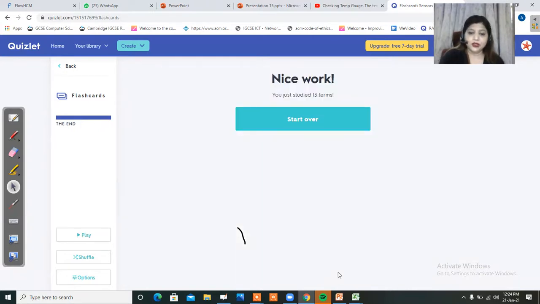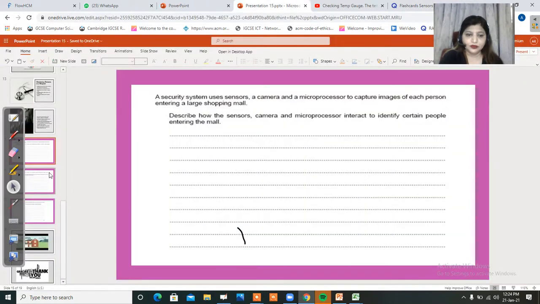So moving back, if you talk about things to do today, in the booklet you have to write this question. A security system using sensor, camera, and a microprocessor to capture image of each person entering a large shopping mall. Describe how the sensors, camera, and microprocessor interact to identify certain people entering the mall.